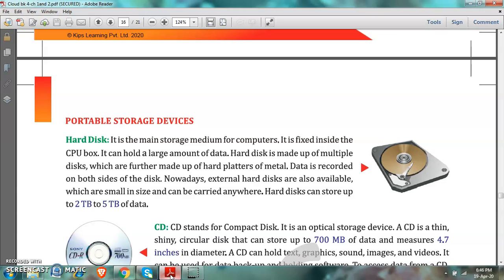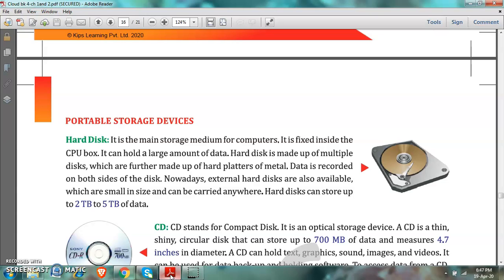Children, the hard disk is fixed inside the CPU. It is the main storage medium for computers. The data is stored in this device and it is fixed inside the CPU box. If there is any problem in the CPU or in the hard disk, it can be easily removed. It can hold a large amount of data, so for storing large amounts of data, the hard disk is very beneficial.